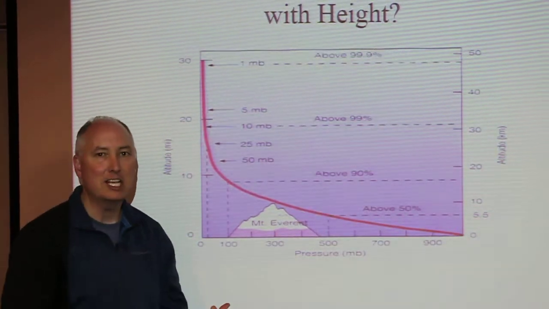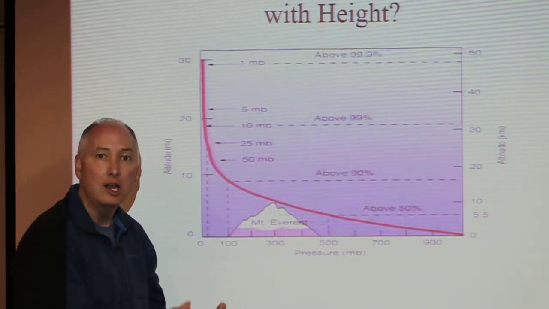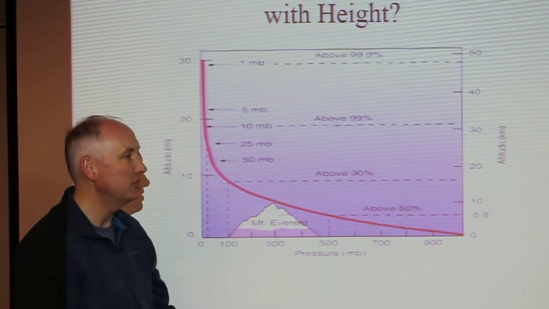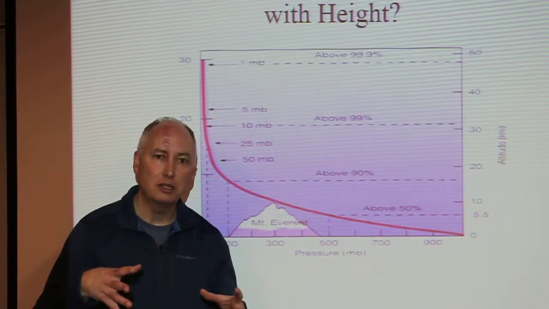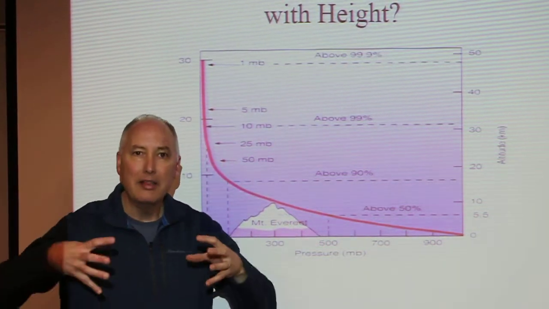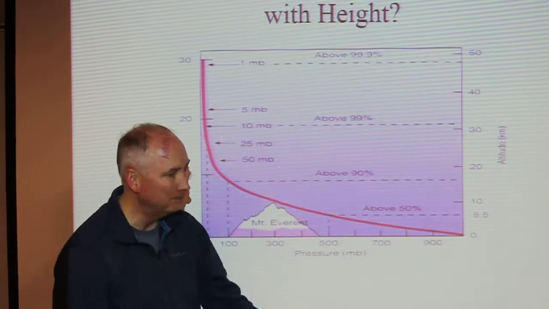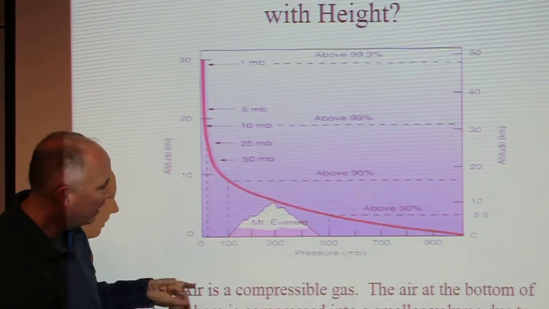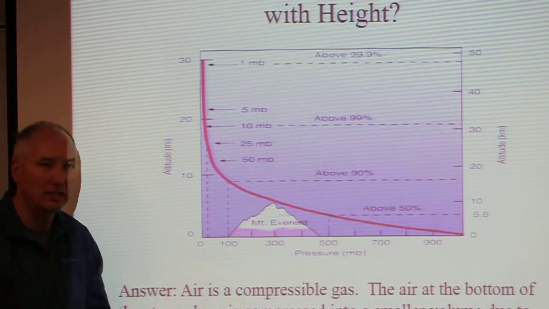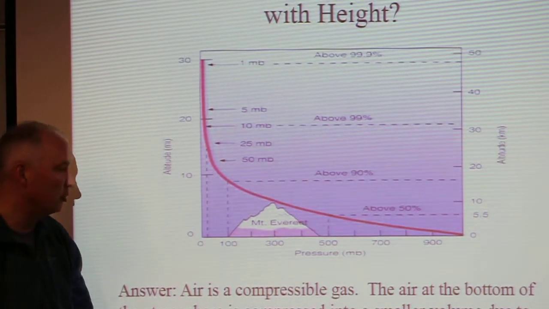In this class, we like to focus on the why. Why does pressure decrease exponentially with height? It has to do with the fact that air molecules are compressible. If you put a higher pressure on them, they will move closer together. And so the air at the bottom of the atmosphere is compressed into a smaller volume due to the higher pressure.